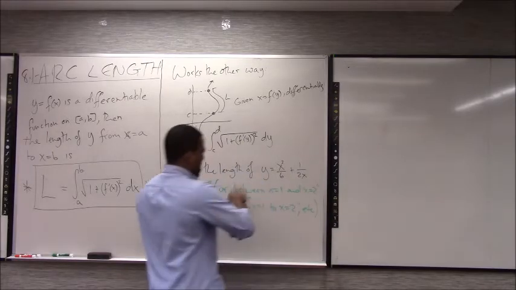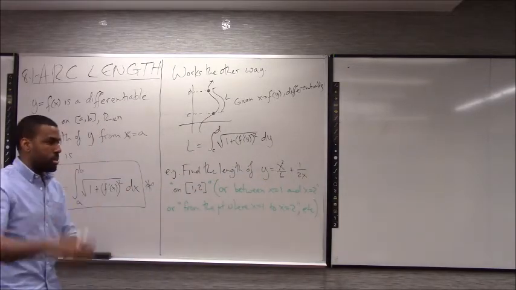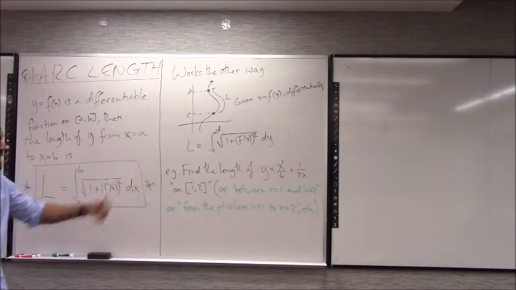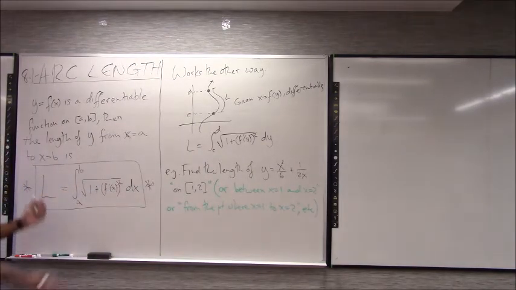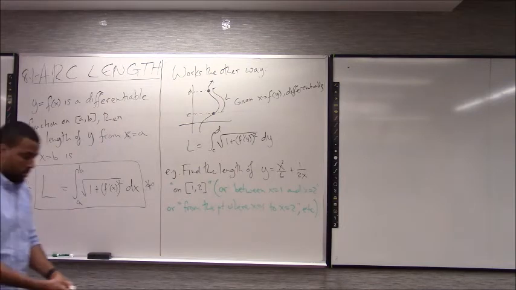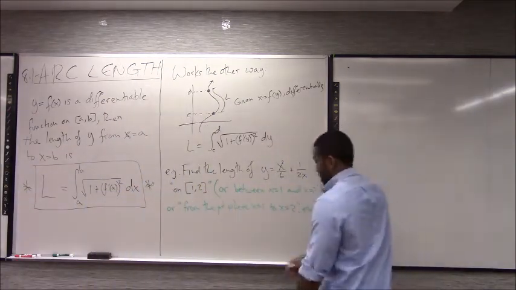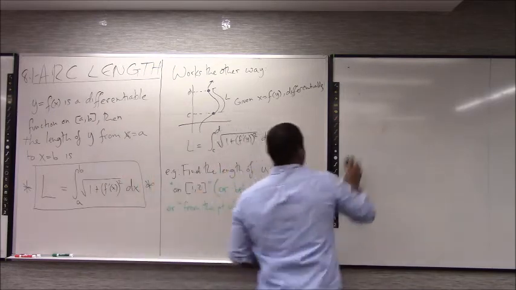There are cases in which the curve might have sharp corners and you just break up the integral into pieces, but we're not going to worry about anything like that. So given that kind of question, you can just jump right into the formula. You don't even have to do an explanation. So what we're going to do is just find the derivative.